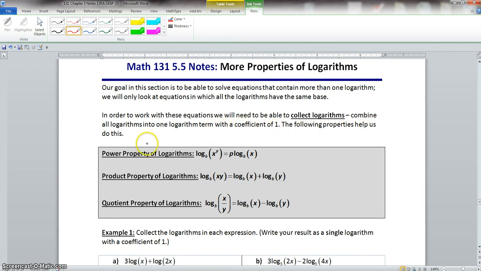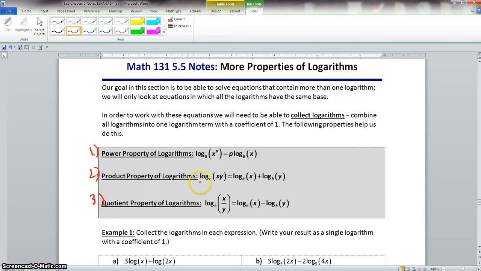The following properties help us do this. So we could label these as 1, 2, and 3. Number 1 is the power property of logs, which we have been doing in section 5.3 and 5.4, which we see here. We have log base b of x to the p power. We bring p out front.